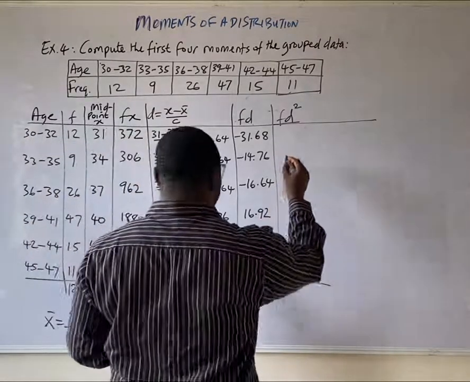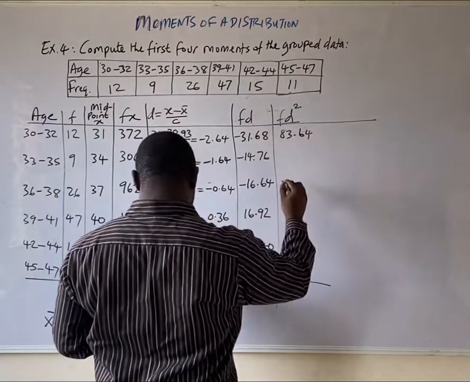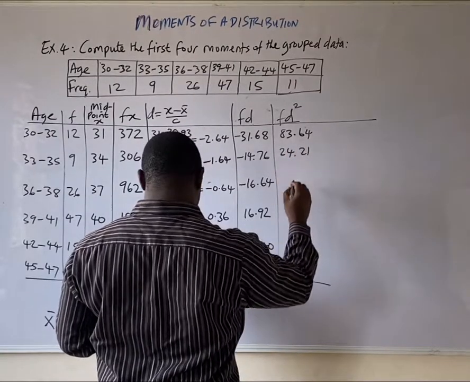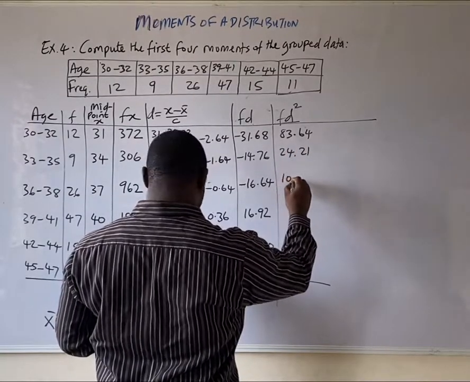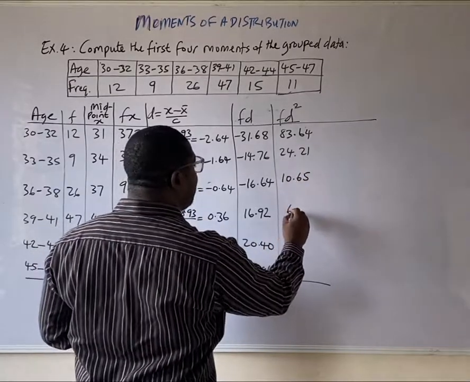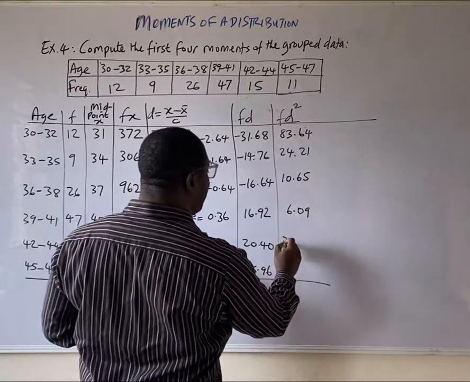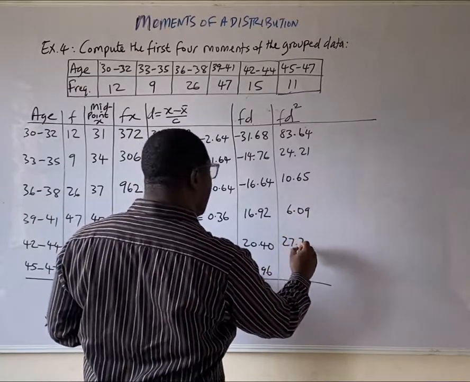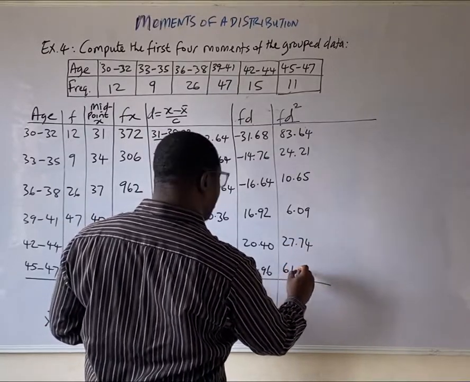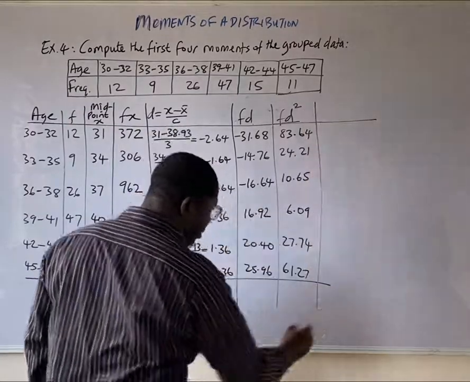The first one should be 83.64. The next one is 24.21. The next one is 10.65. The next one is 6.09. The next one is 27.74. Then we have 61.27. Is that what you got?